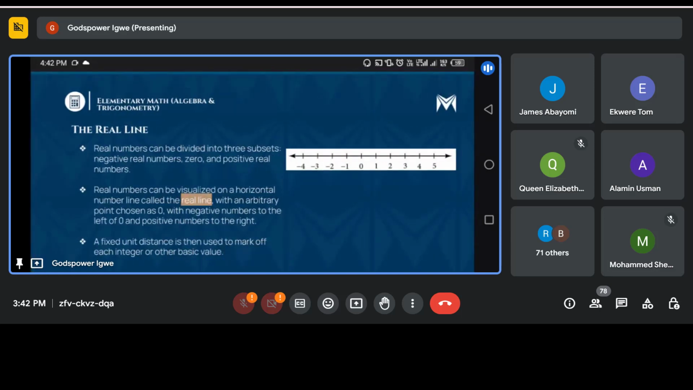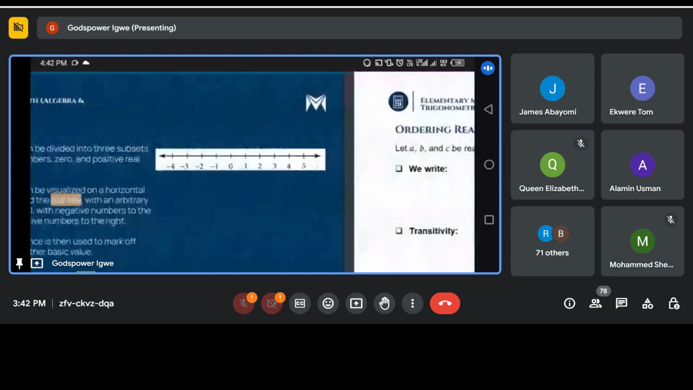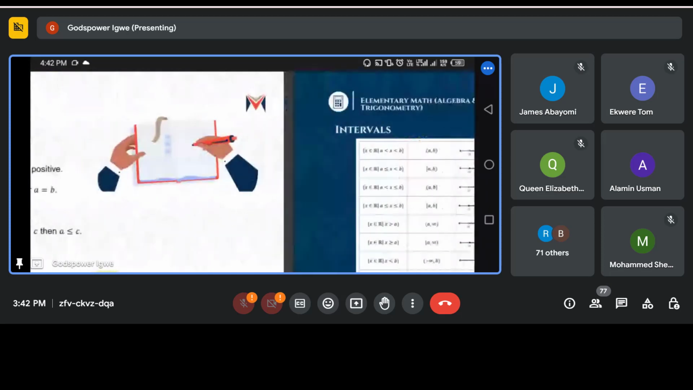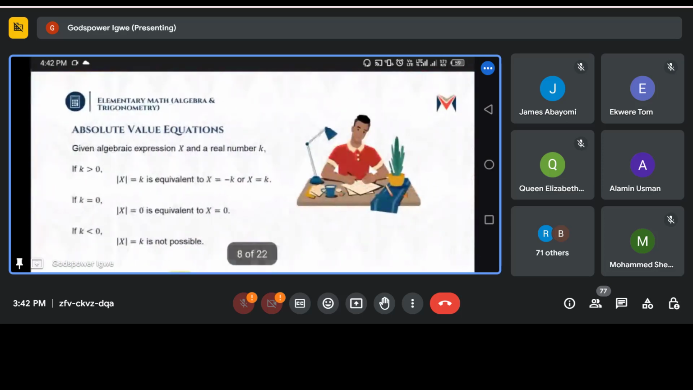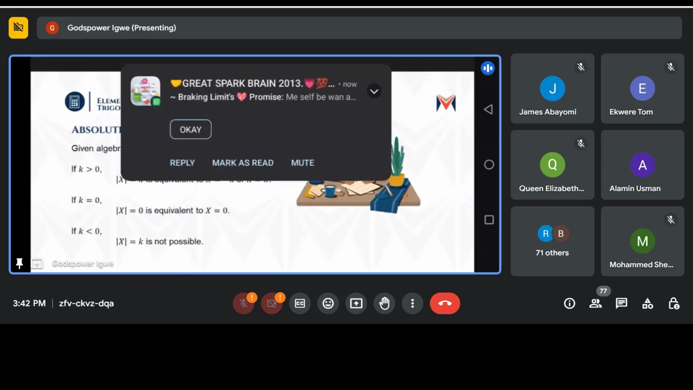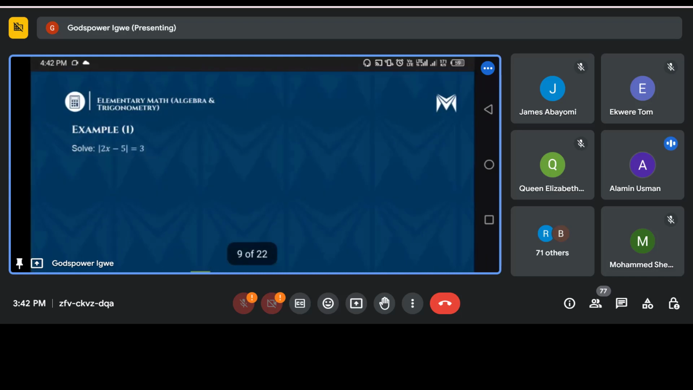Okay, learning objectives. Real line numbers: anything on the right hand side is positive, left hand side is negative. Transitivity. Absolute value equations.